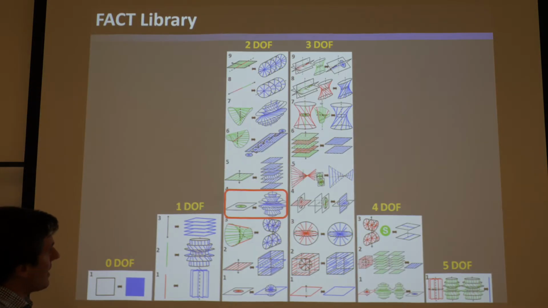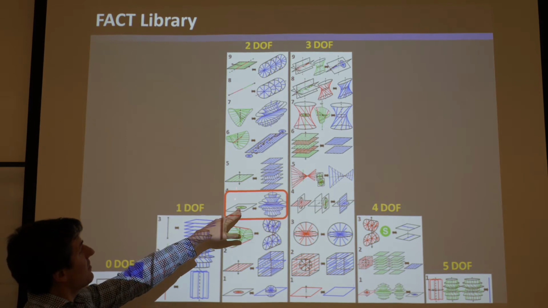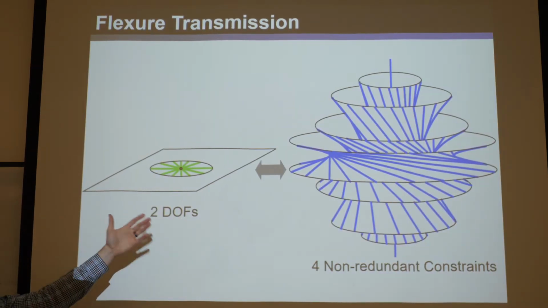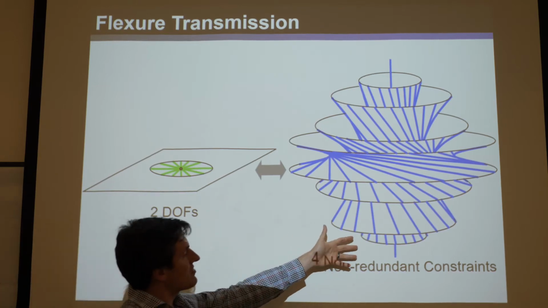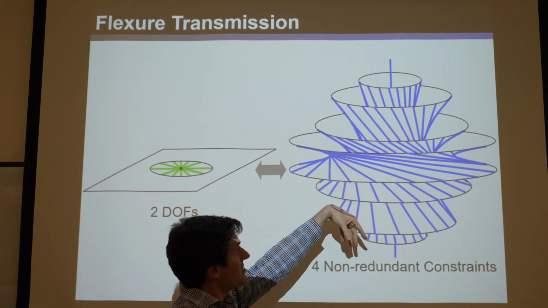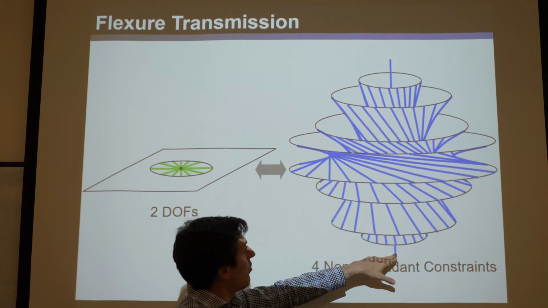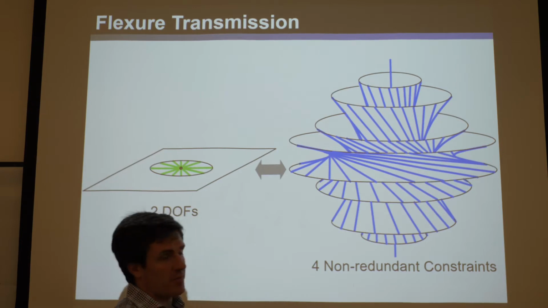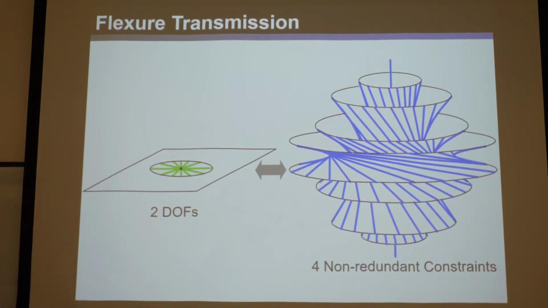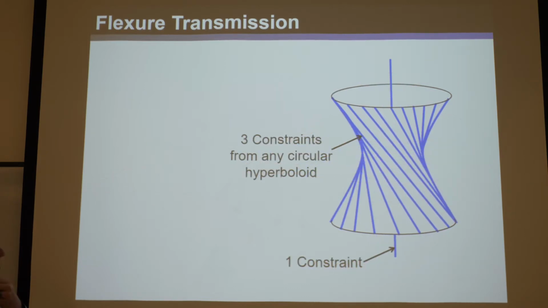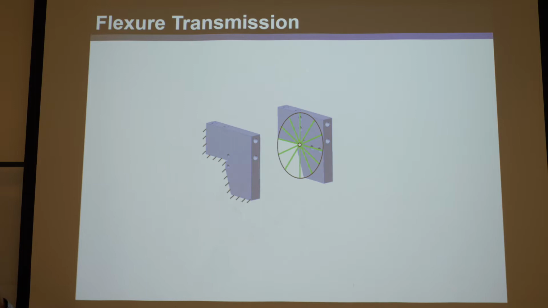Well, you look here. Here it is in the 2DOF column. Here's its constraint space. Okay, there's two things in here. 6 minus 2 is 4. You'd pick 4 non-redundant constraints. You could pick 2 from 2 of the circular hyperboloids, but why not pick 1 from the center one and then 3 from one of the circular hyperboloids? That's because the most they can hold is 3, right? And so let's do that. That's the easier one. So we're going to pick 3 from this one and 1 from this one. And that's what we're going to do.